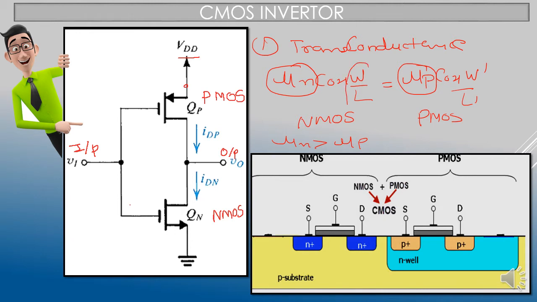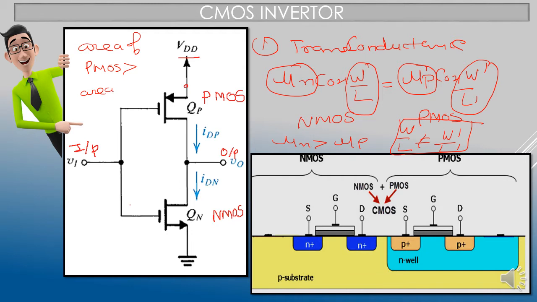must be different. So W upon L should not be equal to W dash upon L dash. So the area of PMOS is higher. The area of PMOS is greater than the area of NMOS because hole mobility is less than electron mobility. This is the first question which can be asked on CMOS.